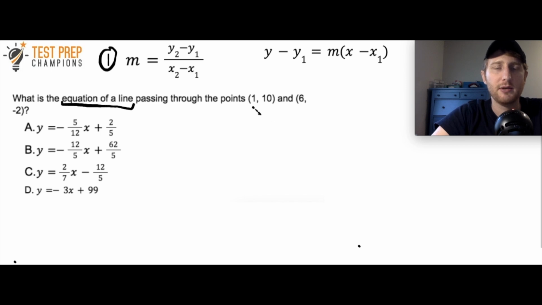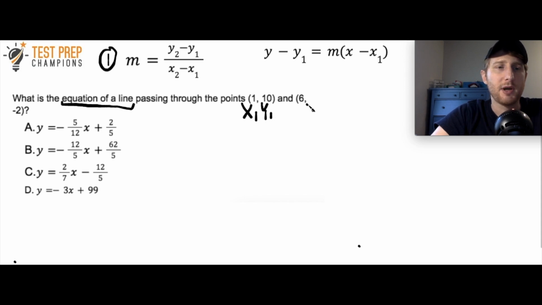So for slope calculations, I like to start by labeling the numbers in each pair. So the first pair is 1 and 10. So this one right here, the first number in a pair is always an x. So I'm going to call the 1 x1. The second number in the pair is always a y. So this 10, I'm going to call this y1.